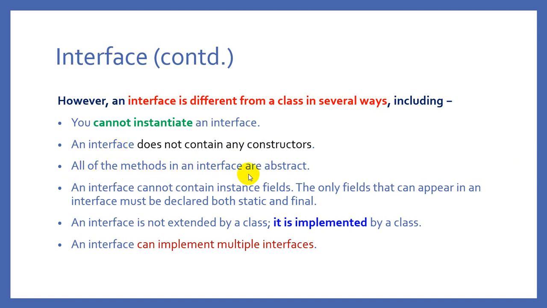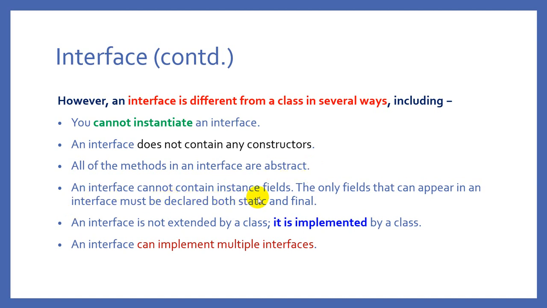All of the methods in an interface are abstract. That is important, that whatever method you define in the interface, it must be an abstract method. The abstract method you already know. In the last lecture we have already discussed it, that the abstract method usually does not have any specific functionality. You define it as abstract, and if you want to reuse it, you will have to redefine its functionality.